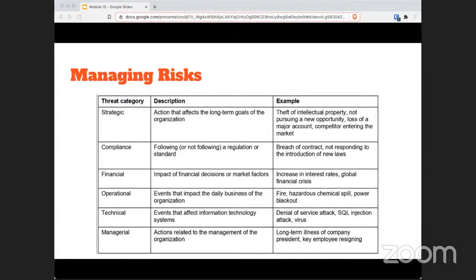There are different threat categories that we need to be aware of. There are the strategic, the actions that affect long-term goals of the organization; compliance, following or not following a regulation or standard; financial, the impact of financial decisions or market factors; the operational, the events that impact the daily business of the organization; the technical, which we have spent most of the semester on; and the managerial.